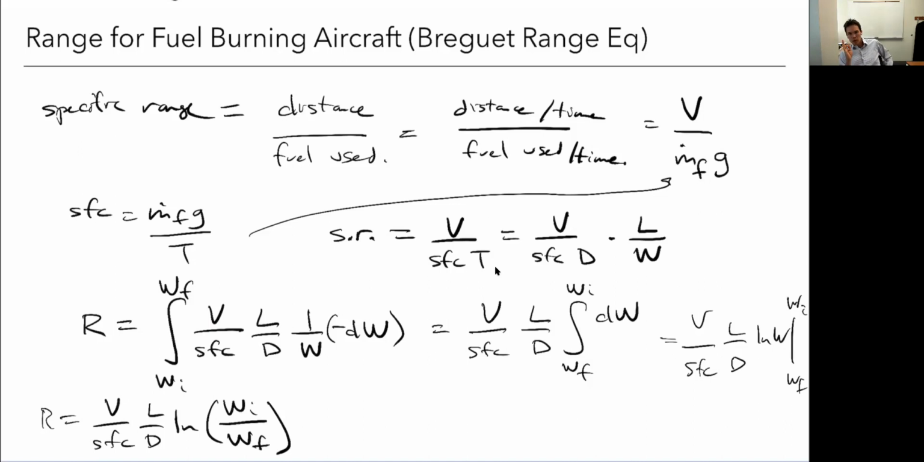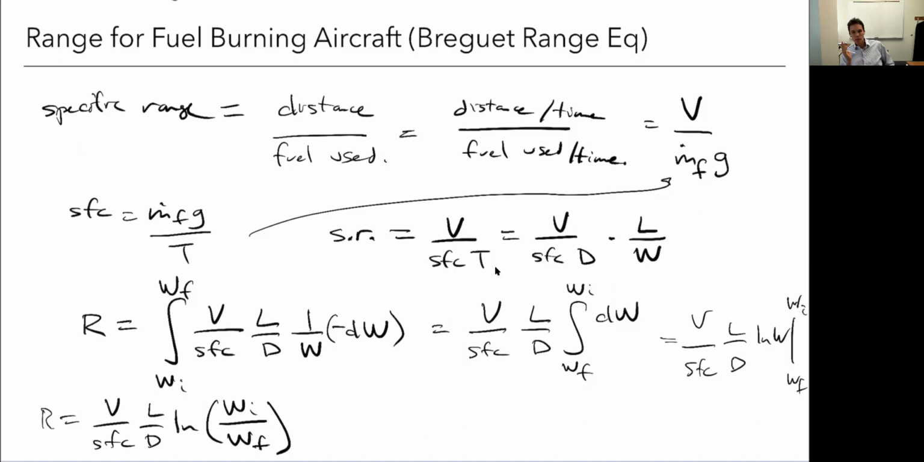So again, the assumption we had to make first was steady level flight, which is the same thing we did for the battery, so that's not a big deal. We assumed a few things were constant, right? We assumed constant speed or constant Mach number in the isothermal part of the atmosphere, constant SFC, and a constant CL, so that we get constant L over D.